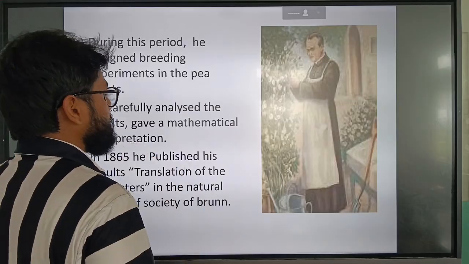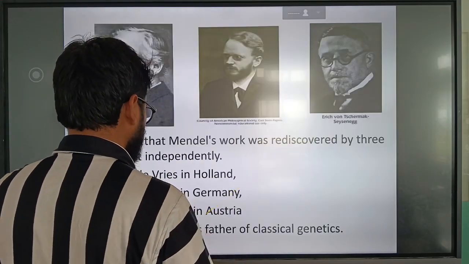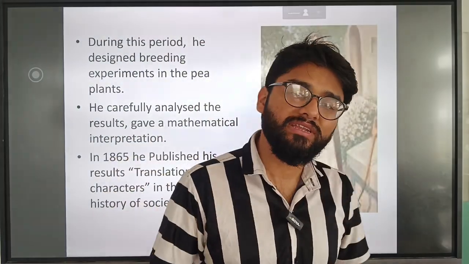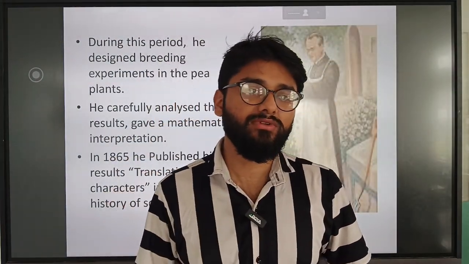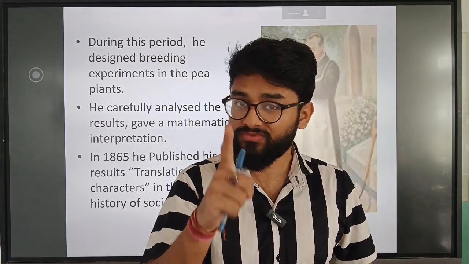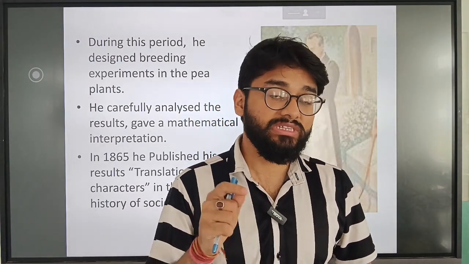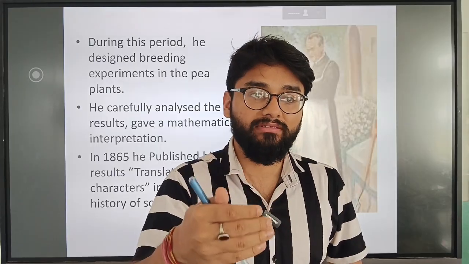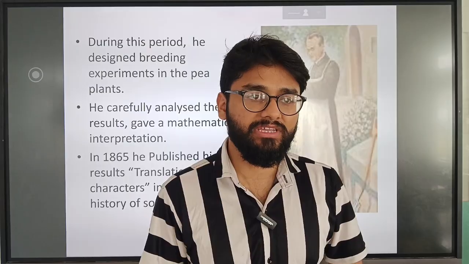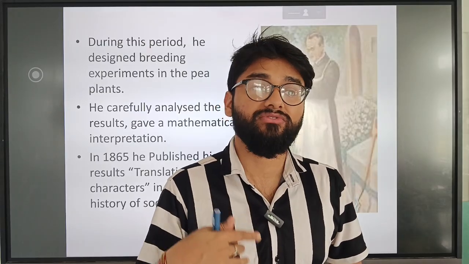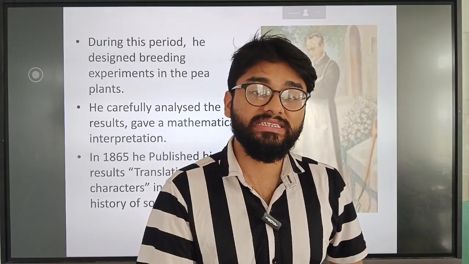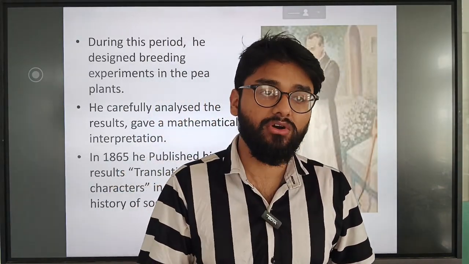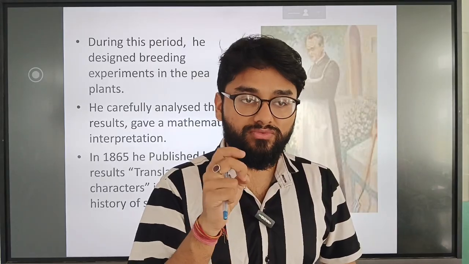During his period, why was Mendel successful? We will come to who rediscovered it. Mendel was successful because of two major reasons. First, he managed to take only those characters which have a predominant effect, meaning they were very visible, very morphological, and easy to track. Second, the plant that he chose, the garden pea or pea plant, was self-pollinated.